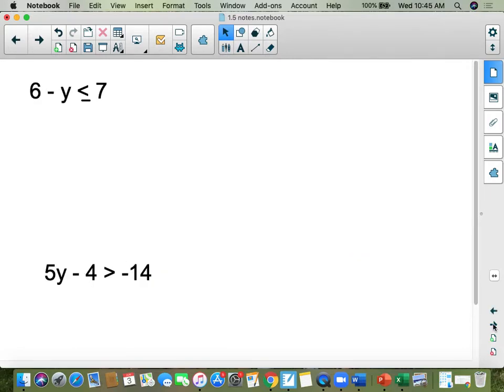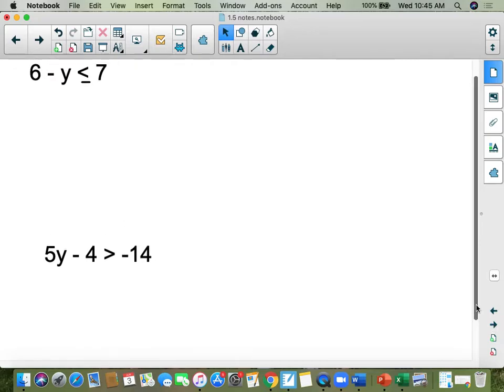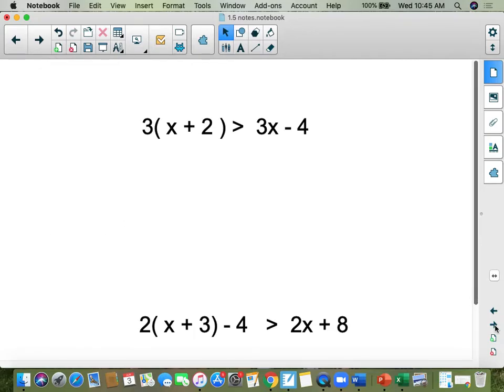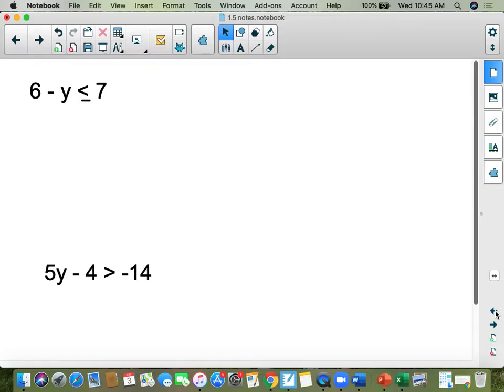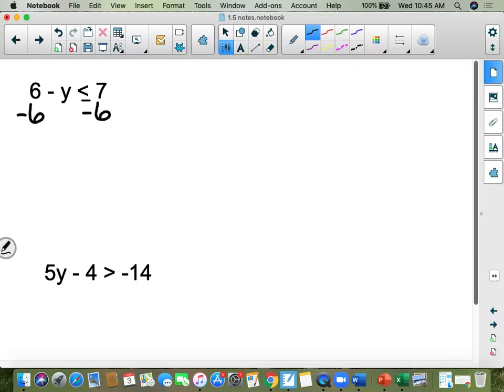Okay, let's do a couple more. It looks like we have 4 more to do, which is good. So here's the next one. We're going to subtract 6 from both sides. We're going to have negative y is less than or equal to 1.